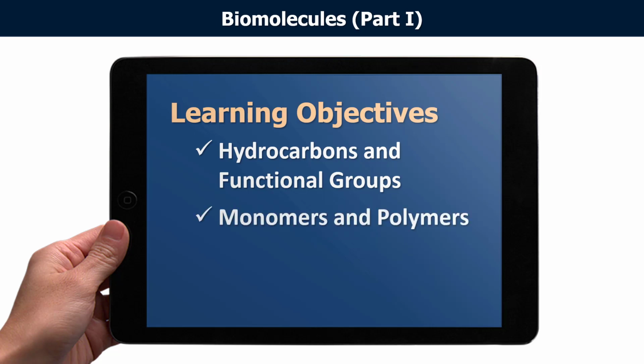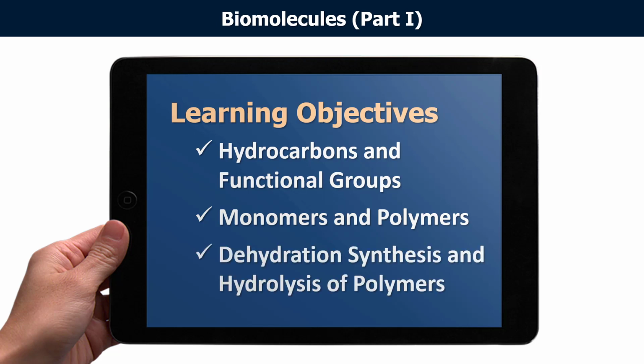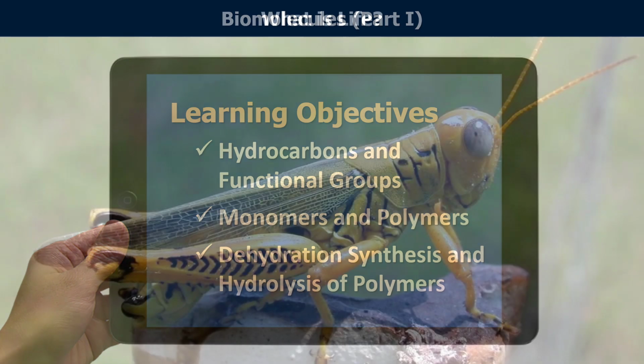We'll want to make a distinction between monomers and polymers. Monomers will be single molecules. Polymers will be chains of molecules linked up, a very common feature in living things. And then we'll want to see how these polymers are linked up, and for that matter, how they're disassembled after the fact. So we'll look at dehydration synthesis and hydrolysis of polymers.